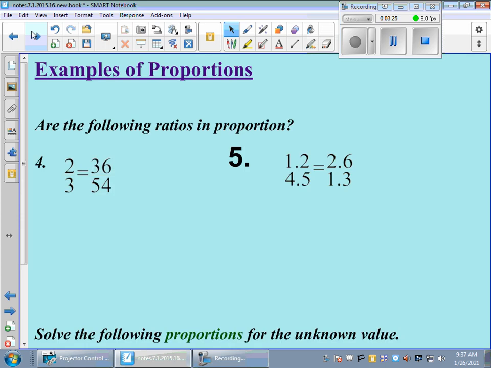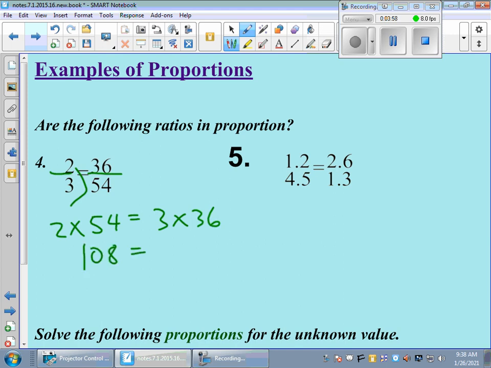The next one here is an example. It says for 4 and 5, are the following ratios in proportion? Again, folks, I apologize, this didn't print well, but these are supposed to have lines underneath. So 2 over 3, is that equivalent to 36 over 54? You could find a number that divides into them evenly, or you could cross multiply. Does 2 times 54 equal 3 times 36? In this specific example, it does. 108 equals 108, so you would say yes.